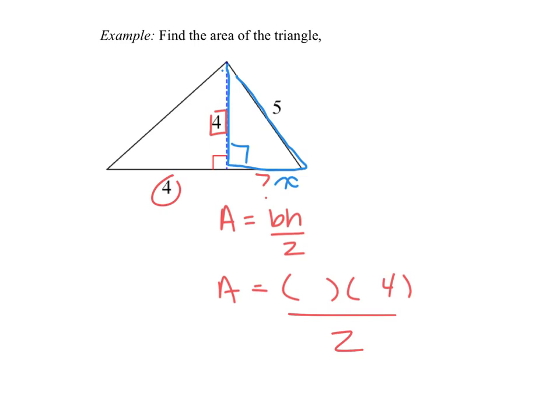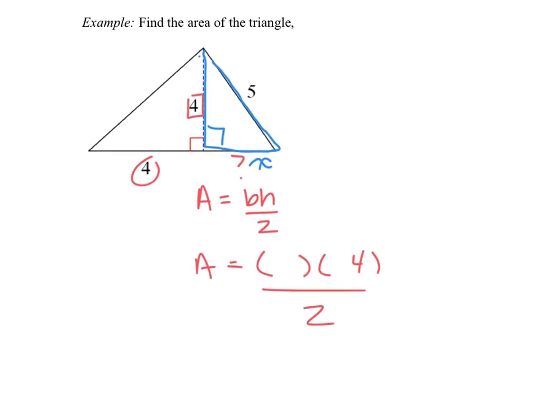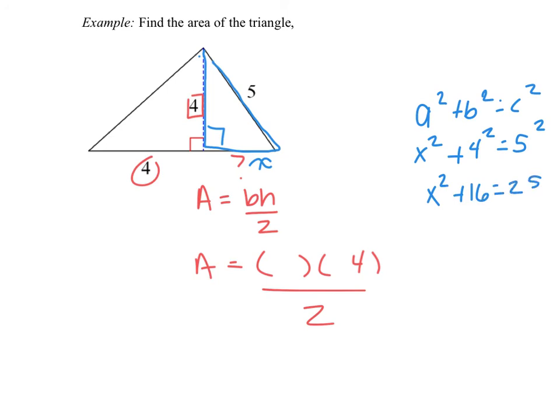So I can do a squared plus b squared equals c squared. So I have x squared plus 4 squared equals 5 squared. X squared plus 16 equals 25, because 4 times 4 is 16, 5 times 5 is 25. I want to get my x squared by itself, so I'm going to subtract 16 from both sides. So I get x squared equals 9. And now again, the only way to get rid of that square, take the square root. So I get x equals 3. So that means my missing side length is a 3.